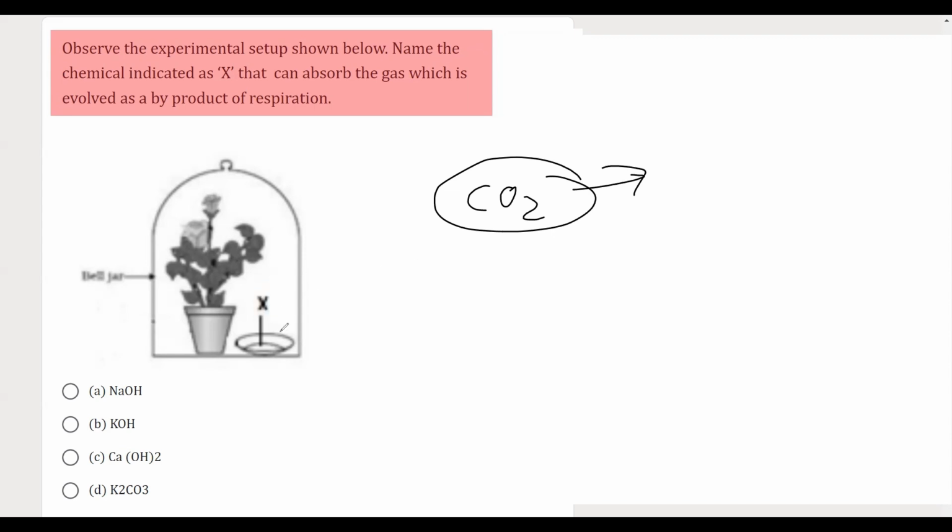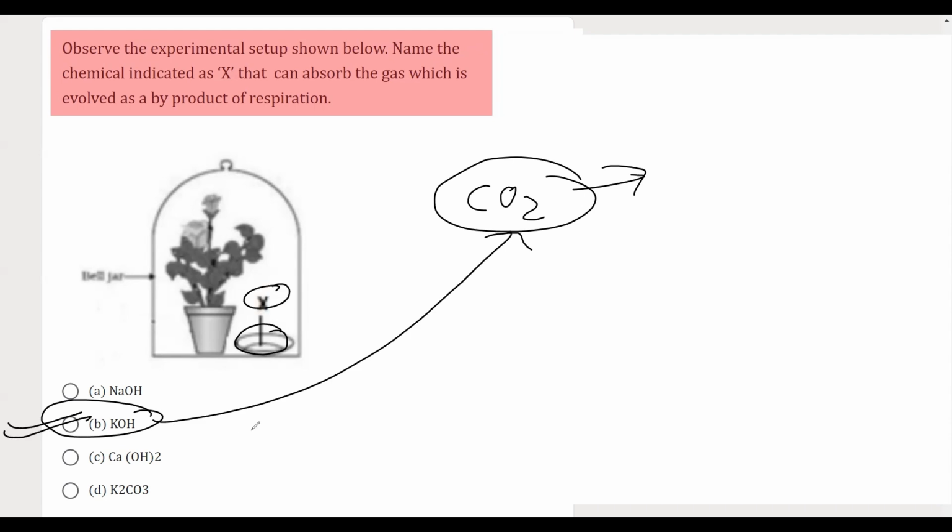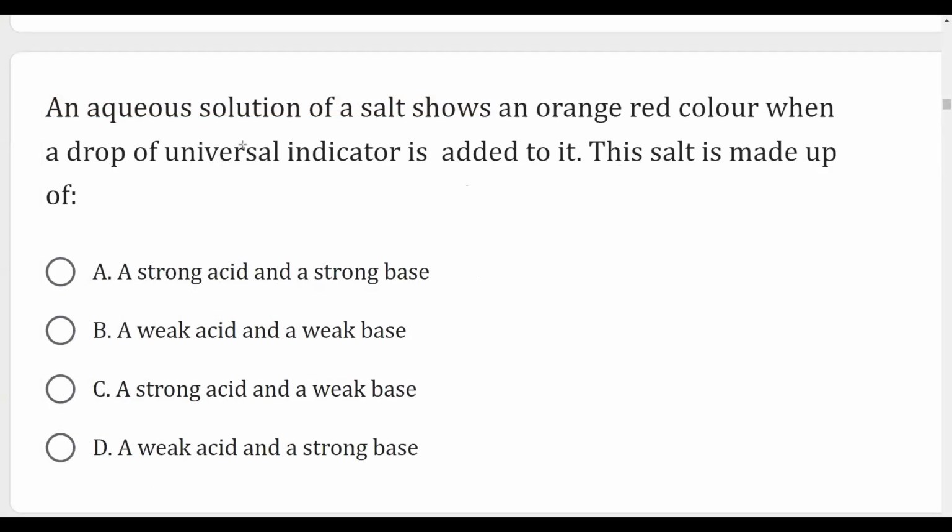And this carbon dioxide is absorbed by KOH, right? You should know that potassium hydroxide absorbs carbon dioxide. So therefore, this X must be B, KOH.